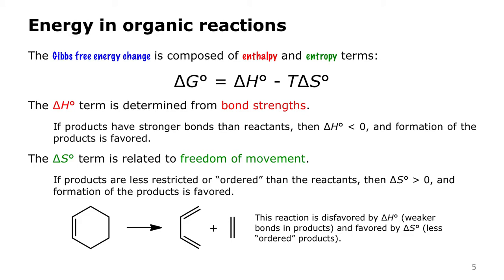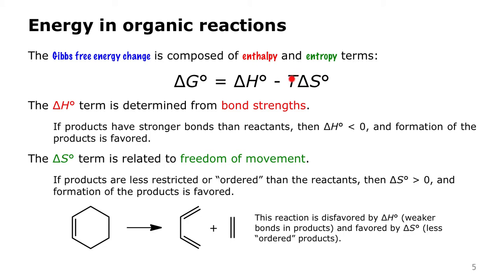Looking at these two terms more closely, the change in enthalpy is determined largely by bond strengths. If the products have stronger bonds than the reactants, then the enthalpy change will be a negative number. And that's a favorable value because a negative delta H would contribute to delta G being more negative and thus more favorable.